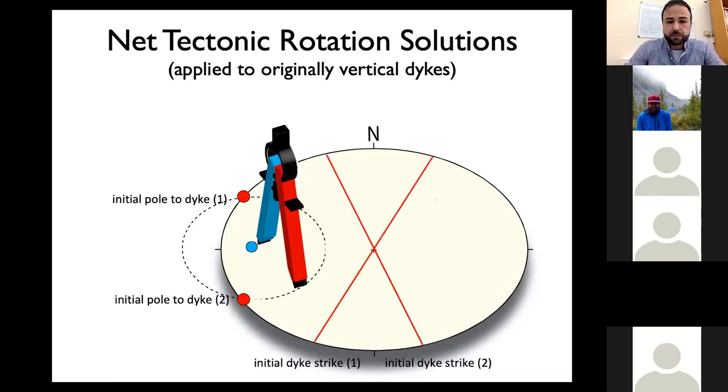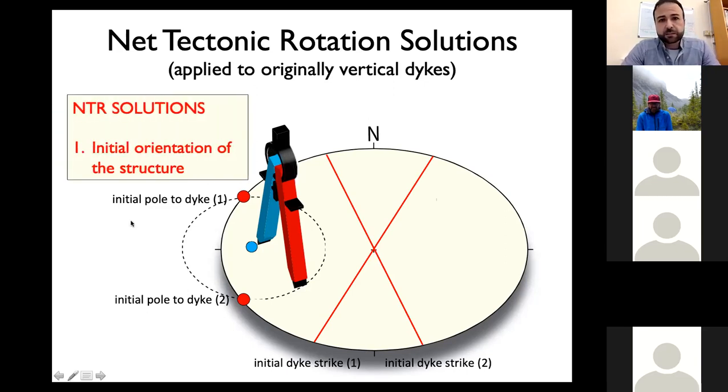So from this, we calculate the initial strike of the dikes. So the first solution of the net tectonic rotation, in case of dikes, will allow you to calculate the initial orientation of the dikes. And you will see that you have two solutions. So you need to select the most geologically meaningful, based perhaps on other geological evidence.